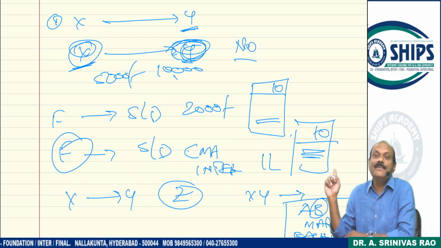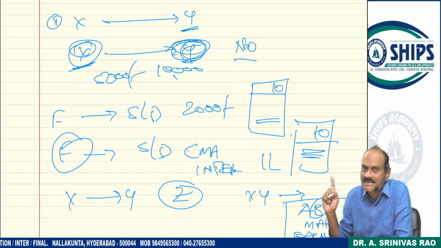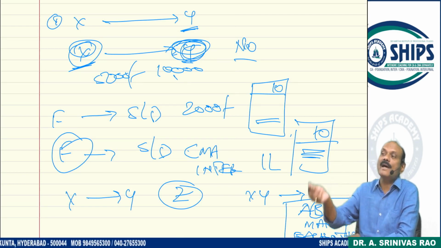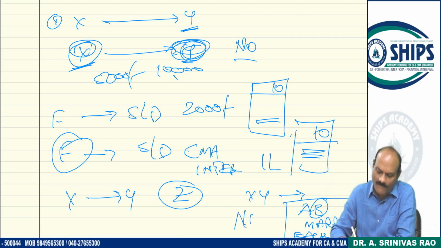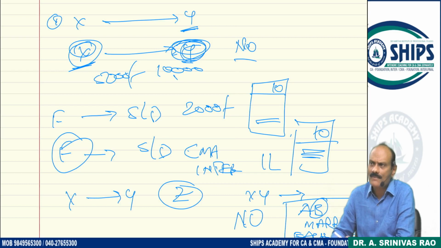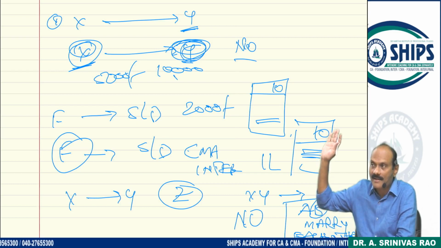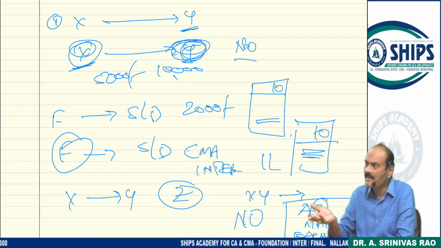Here also A and B agree to marry. Purpose? Marriage. Valid and invalid? Valid. Later B refused to marry A. Can A file a case? No. Thought of marrying. Now I changed my mind.